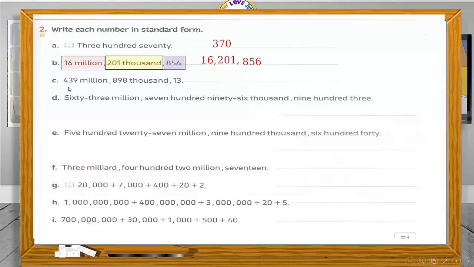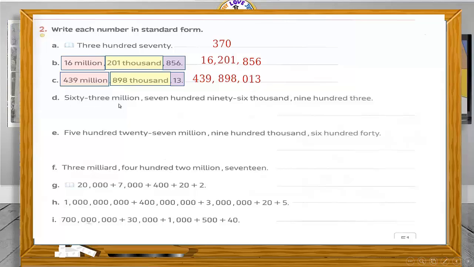3 periods here. Next one, 439 million. This is the first period. Write 439 million and put a comma after each period, or after 3 digits. Don't forget that. Next period we have 898,000. Write 898. And the last period we have 13. 13 means 1 in tens place and 3 in ones place. But in hundreds place, put 0, because we know each period should have 3 digits.